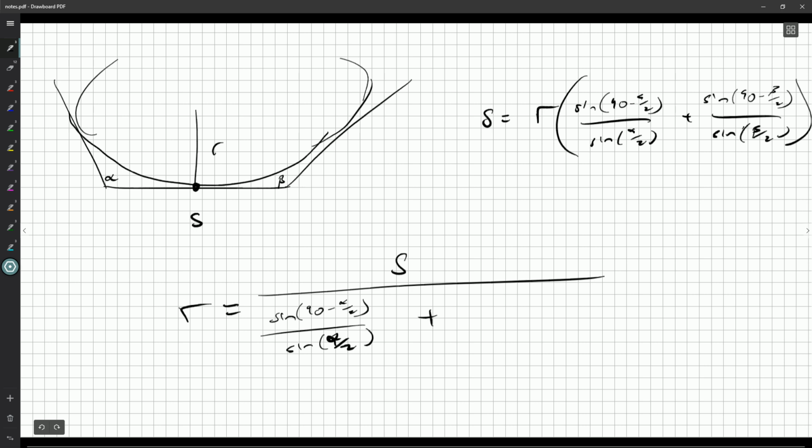Now, because we're using right-angled triangles, we can actually go a little further with this work, and we can actually simplify things a little bit better. Okay? So let me point out what I'm talking about.